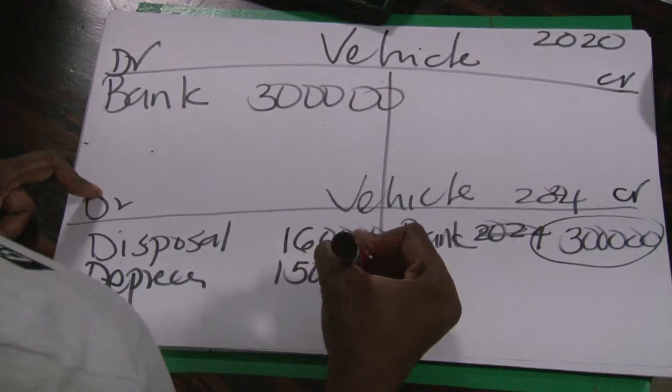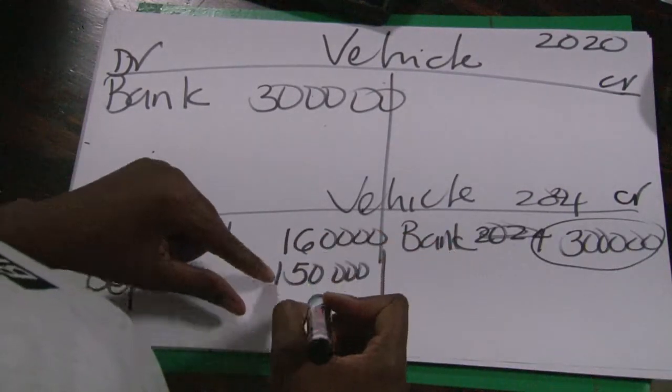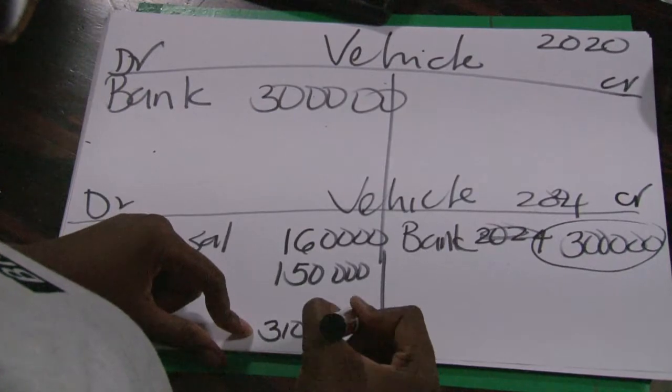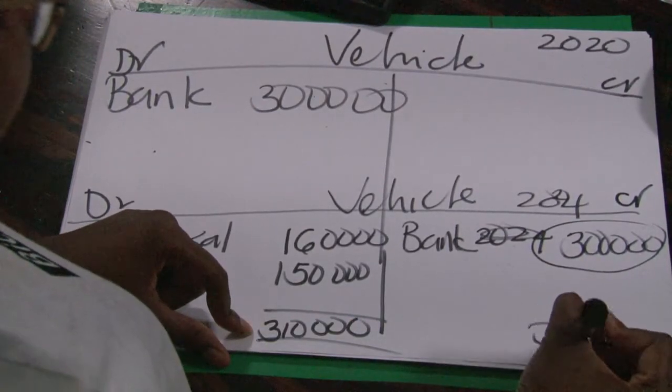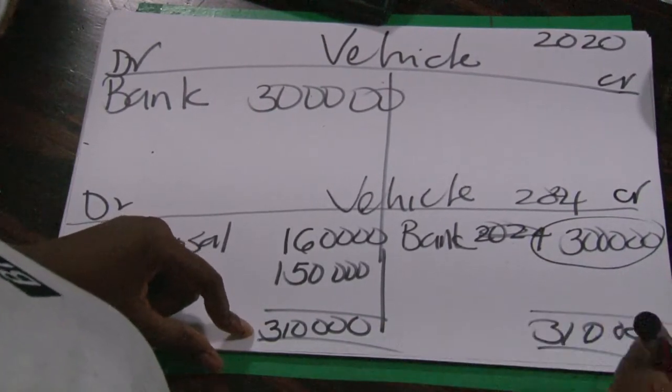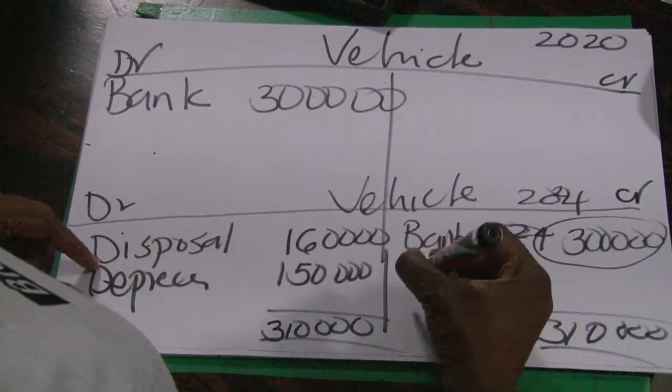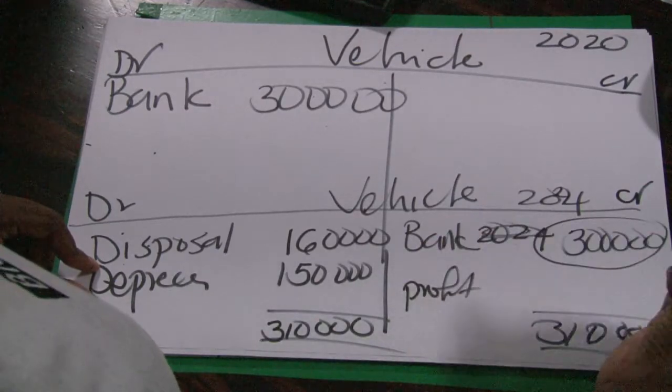150, yeah, depreciation is 150. So now this is going to be how much? It's going to be 310. 310. What is the difference? Which side? The debit side is more compared to our credit side. So we are talking about the profit of the.